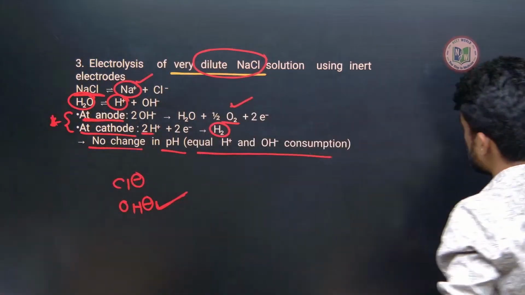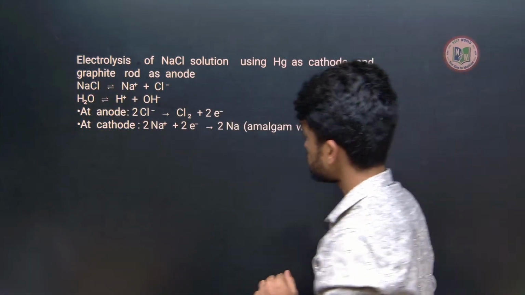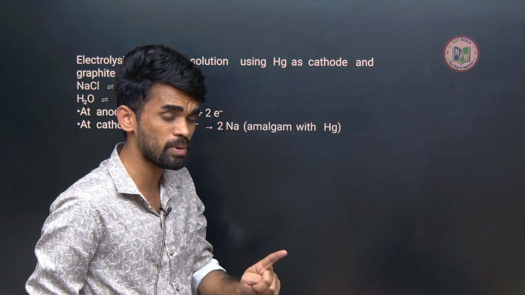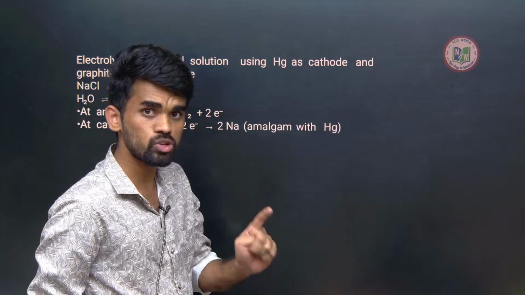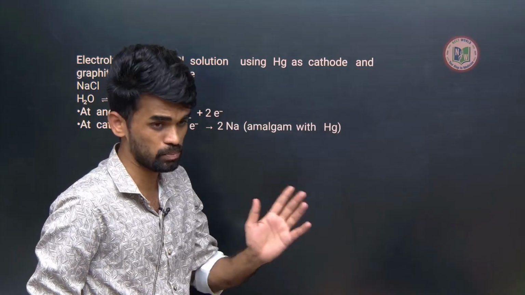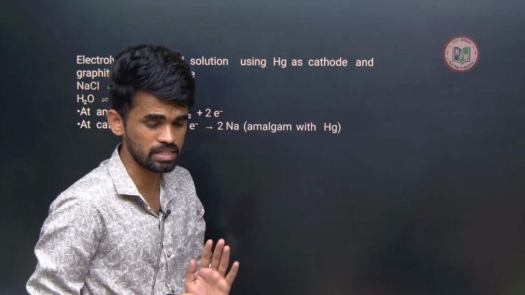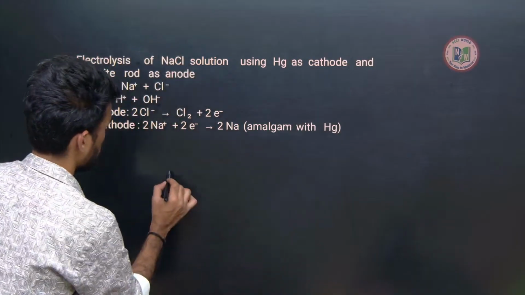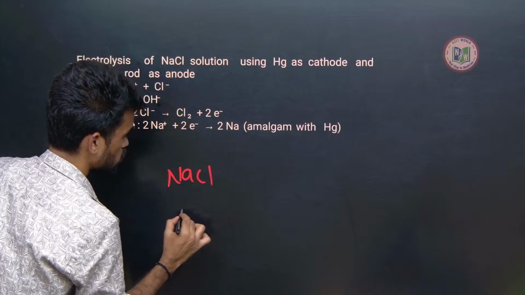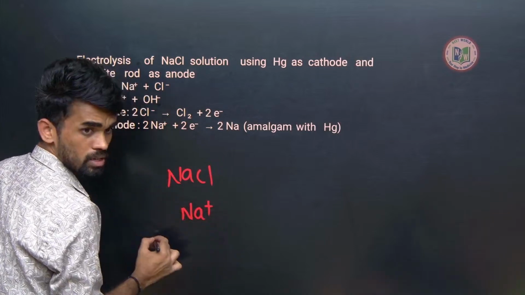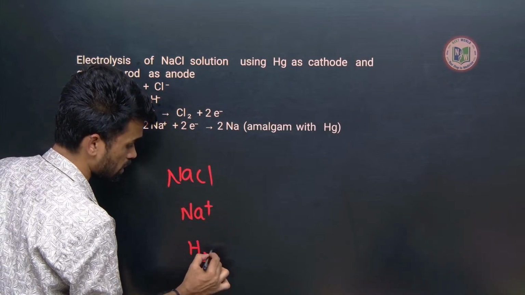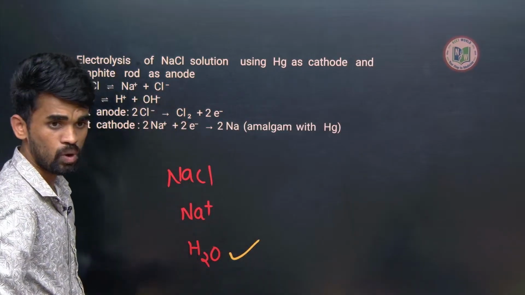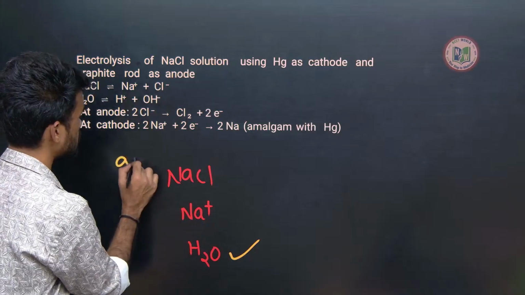One more thing I wanted to explain. In both the cases you have seen previously, what happened at the cathode? Deposition of sodium metal, or H2 gas, taking place at the cathode. Which gas is liberated? Out of NaCl we have Na plus ion, and H plus ion from water. We have seen that H2 gas is liberated from water at the cathode.